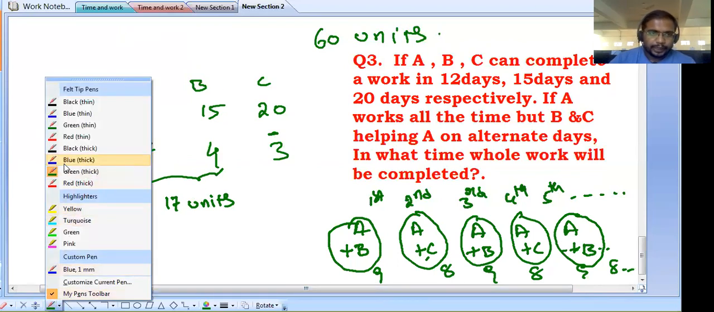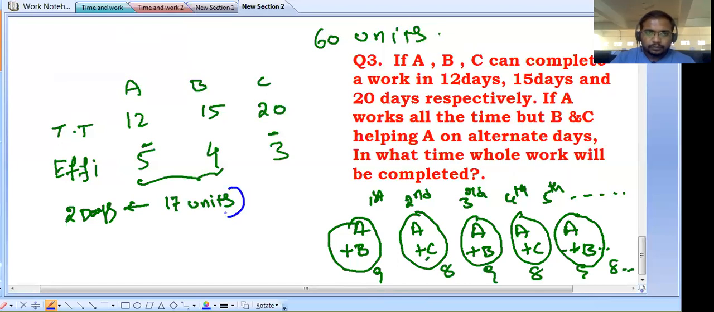I hope you are following this. In 2 days, 17 units are completed. But here how much work is there? 60 units. But we can't get exactly 60 by multiplying with 17. Multiples of 17 are not exactly 60 anywhere. Either it should be 3 or 4. If it is 3, then it will be 51. If it is 4, it will be 68. You can't take 68 because it exceeds our work. You have to take 3 only. 3 times 17 is 51 units.